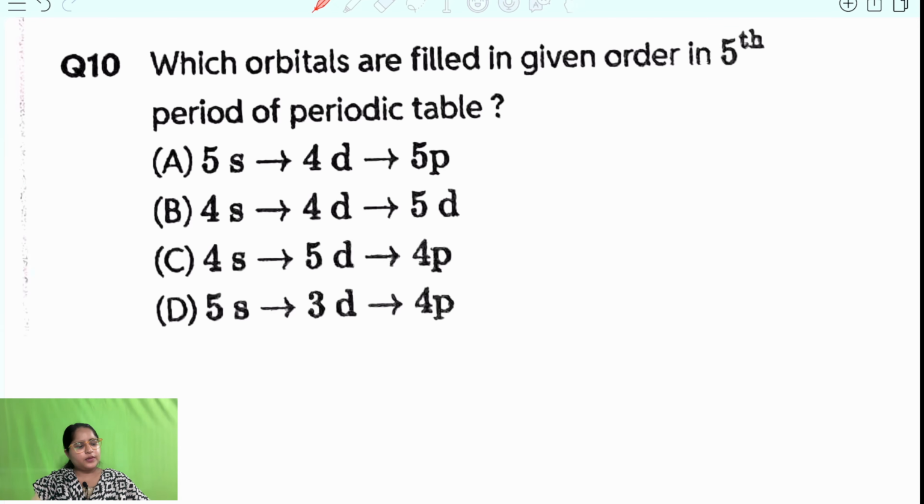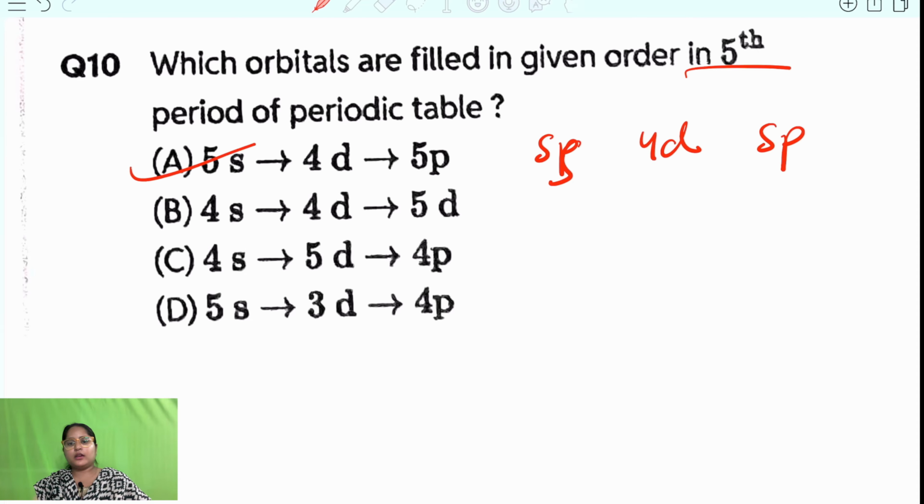Which orbitals are filled in the given order in the fifth period? Again the same question. You know what you will do: 5s and then 5p. In between, which one will come? 4d. So 10th, A. Till now, from the 6th period only, f starts. 6th and 7th only f. Okay? So DPP number 3 is over. Now let us proceed to DPP number 4.